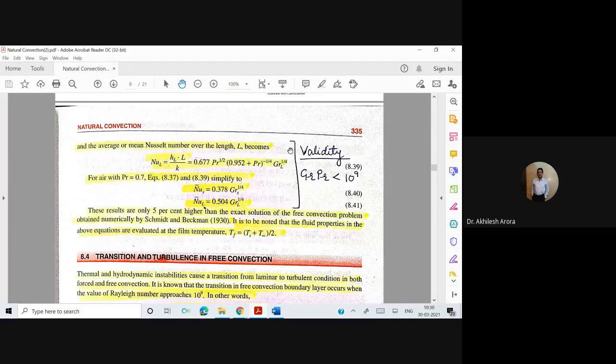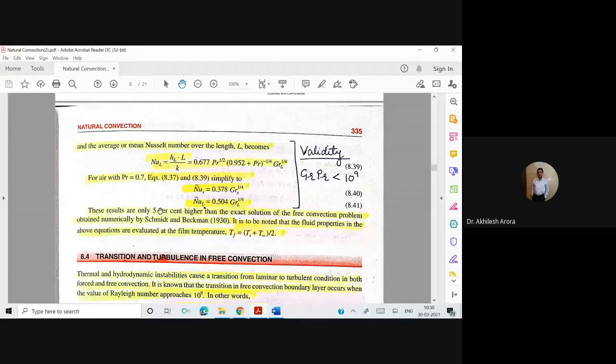Now, what is the validity of this solution? The validity is for when the product of Grashof number and Prandtl number is less than 10 raised to power 9. So whenever the product of the Grashof number and Prandtl number is less than 10 raised to power 9, it is laminar flow. And in that case of laminar flow, for air only, the local Nusselt number is given by 0.378 Grashof number raised to power 1 by 4, and the average Nusselt number is 0.504 into Grashof number, where Grashof number is for the whole length, raised to power 1 by 4.